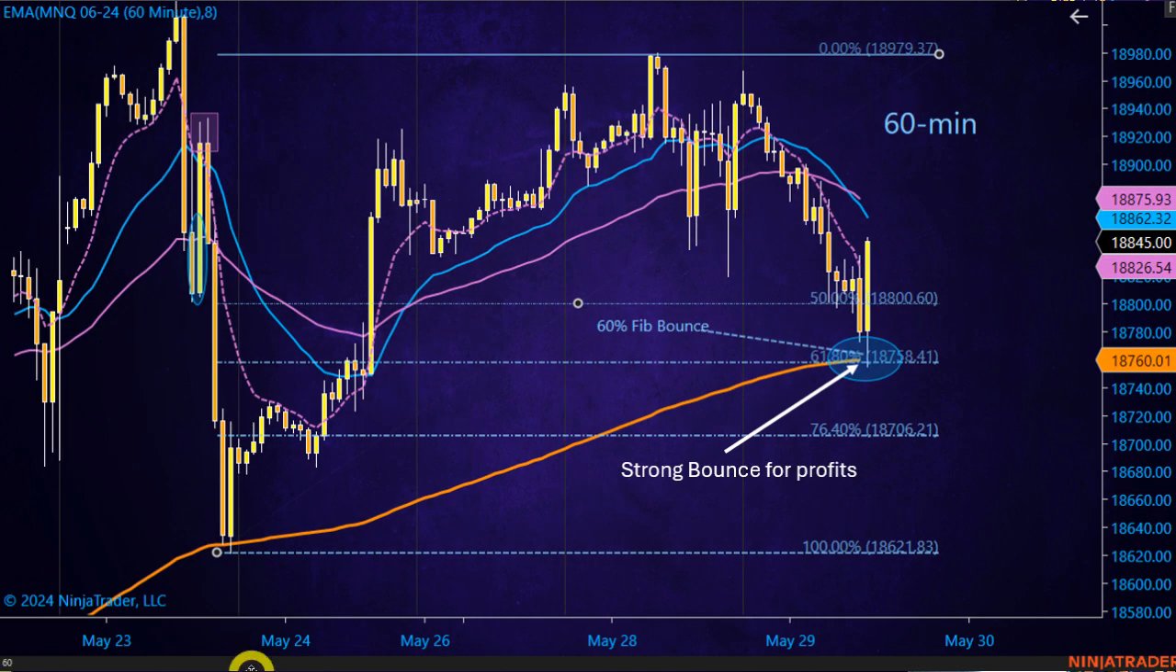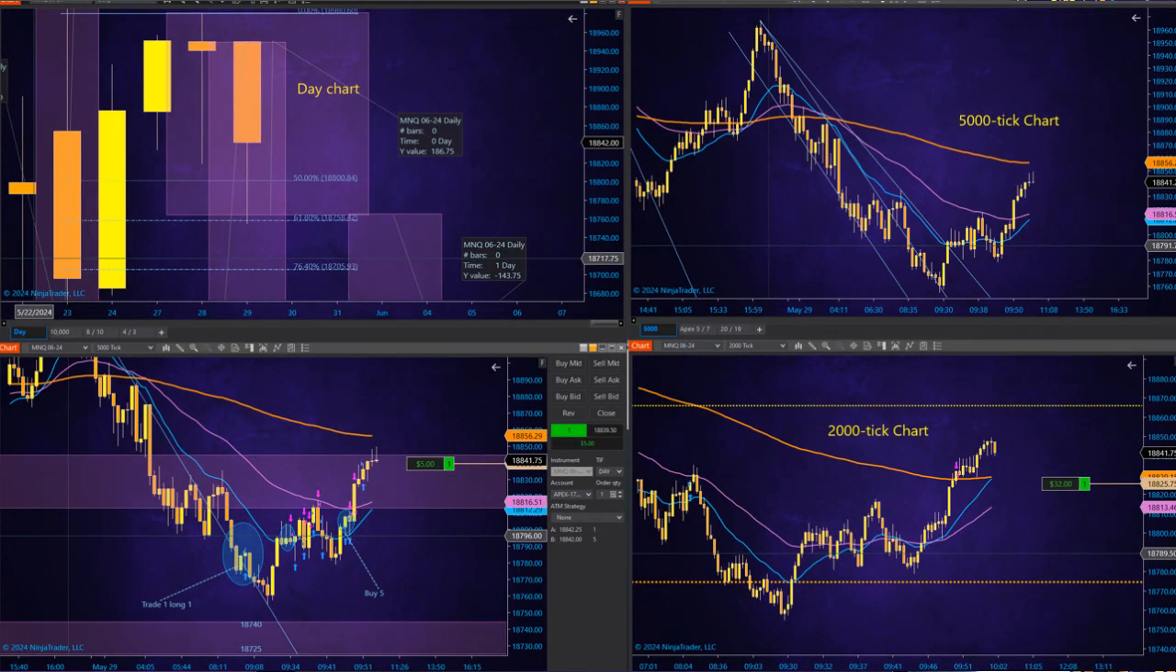And here's the results of that trade that day. I'll show you what we made here in a second. Right on the moving average, right on the 60%. That's what we buy. Okay. And so what happens is it goes up and we make our profits. And here's what it looks like on the other time charts. The 5,000 tick, the 2,000 tick, the same bounce, right?